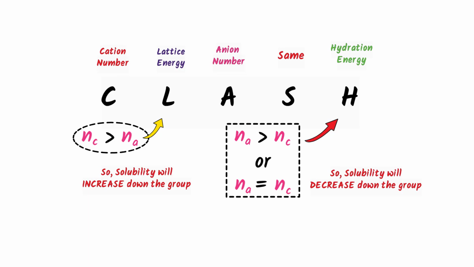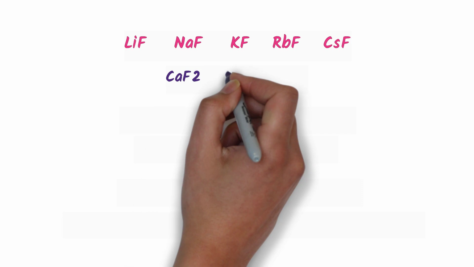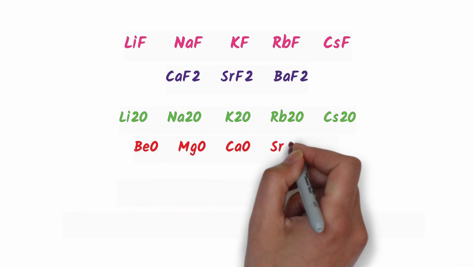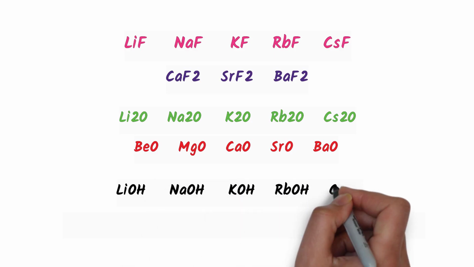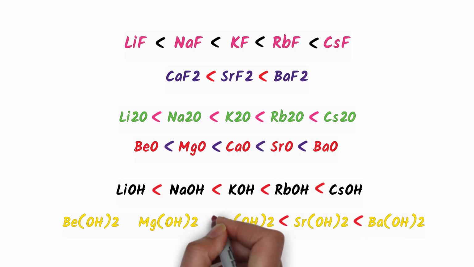This can be illustrated as we have alkali and alkaline earth metal fluorides, alkali and alkaline earth metal oxides, alkali and alkaline earth metal hydroxides. As I told you earlier, there is the presence of fluoride, oxide and hydroxide in the salts. Clearly, lattice energy is the dominating factor always. Therefore, solubility has to increase down the group.